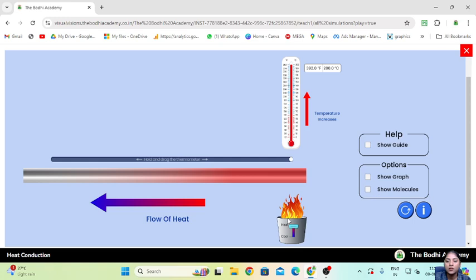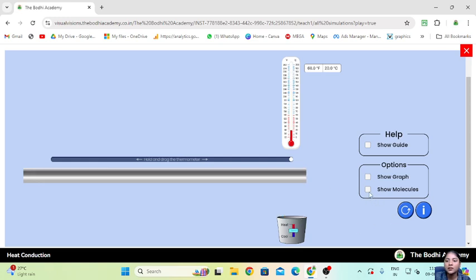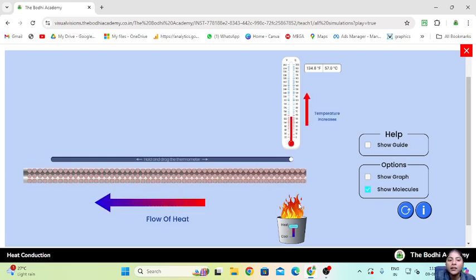So now let us try it with the molecules. These are the molecules of the iron rod or whatever metal rod. Now I am providing heat. See, slowly these molecules are getting warmed up, and they are starting to vibrate. There are more vibrations on this side, and slowly these vibrations will travel to the other end of the rod.